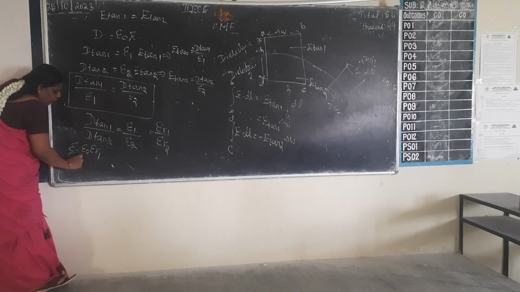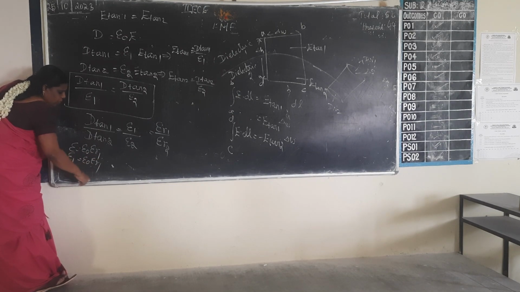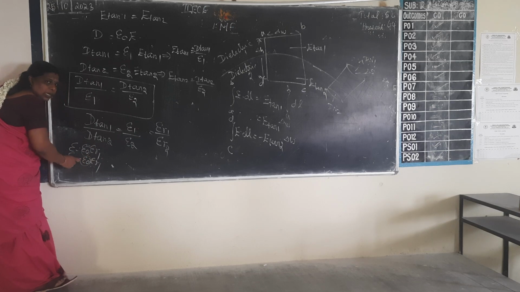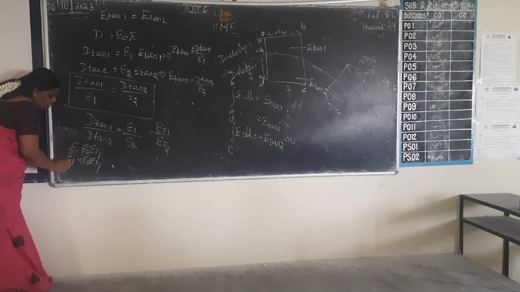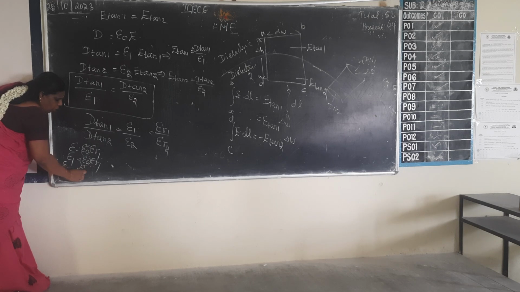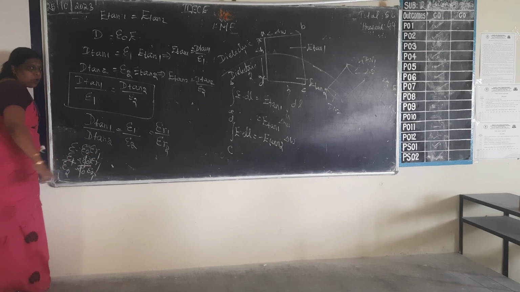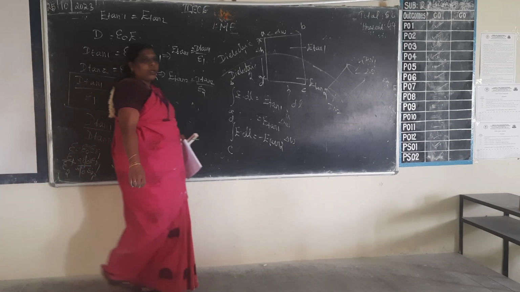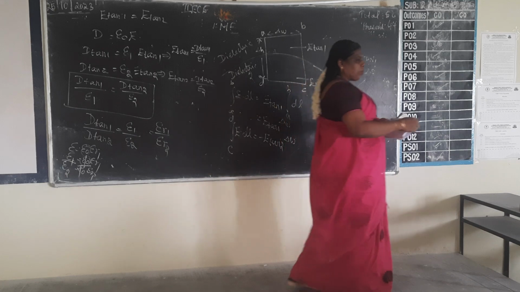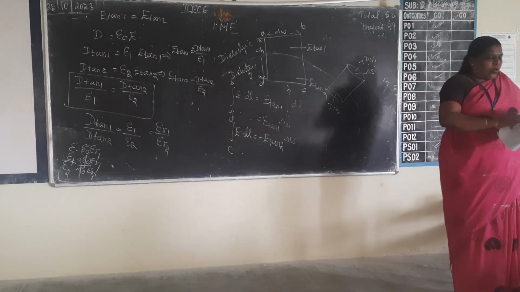So what is epsilon 1? Epsilon naught into epsilon r1. Epsilon naught will be the same in both the conditions. So epsilon 2 will become epsilon naught into epsilon r2. So epsilon 1 by epsilon 2 will become, epsilon naught cancels, epsilon r1 by epsilon r2. Right? Now what do you infer from this?